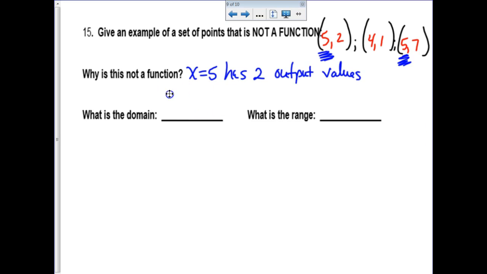Let's talk about the domain, though. You can still give me that. I see a 5 and a 4. Okay, so that time I didn't go in any order. Sorry about that. And then for our range, our y values, 2, 1, and 7. So again, order doesn't technically matter, but I'm going to go in numerical order this time. Go me. Good, good.